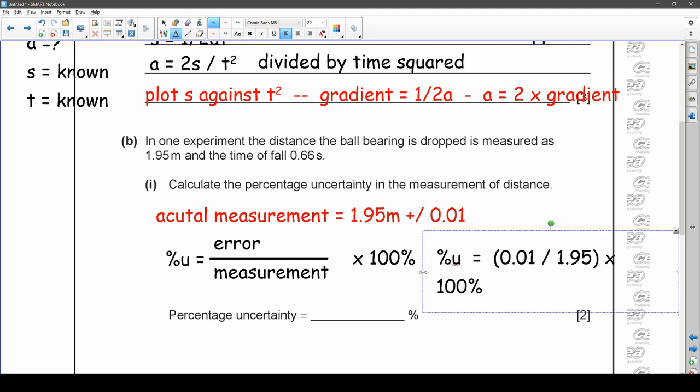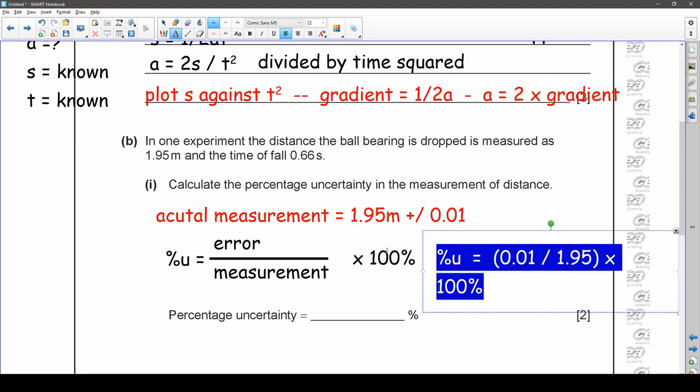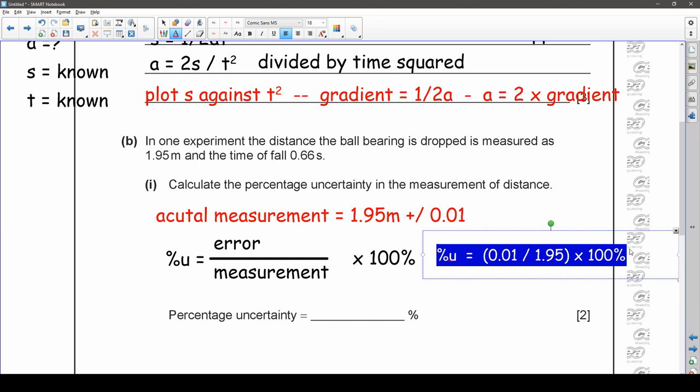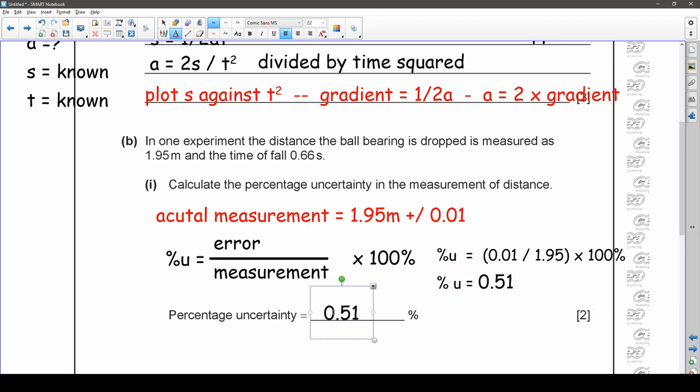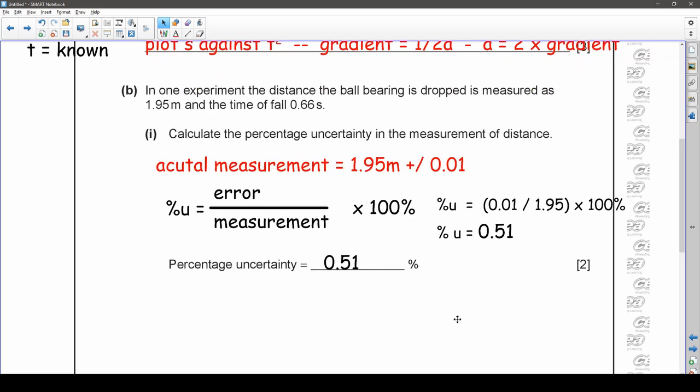I'll lower my font size, probably a better idea. Apologies to the visually impaired that are watching. Which gives me a percentage uncertainty equal to 0.01 in your calculator divided by 1.95 and then multiplied by 100, giving a percentage uncertainty of 0.51%. So that's pretty good. So the percentage uncertainty equals 0.51%. Grand job.